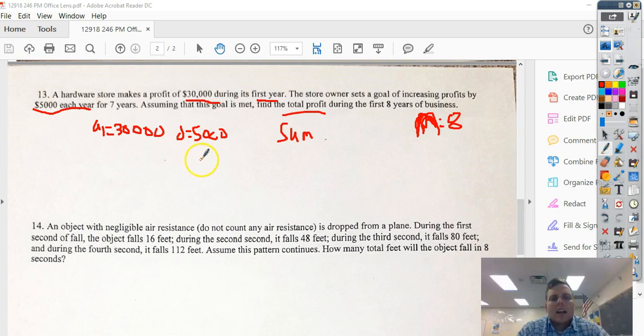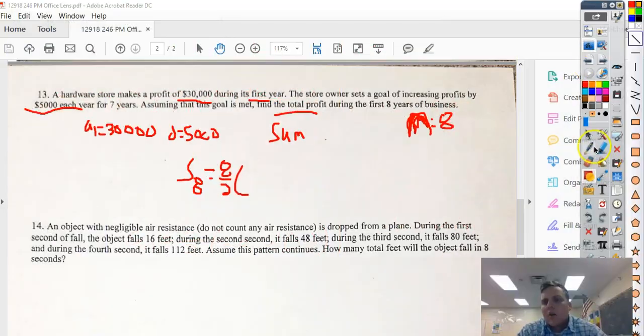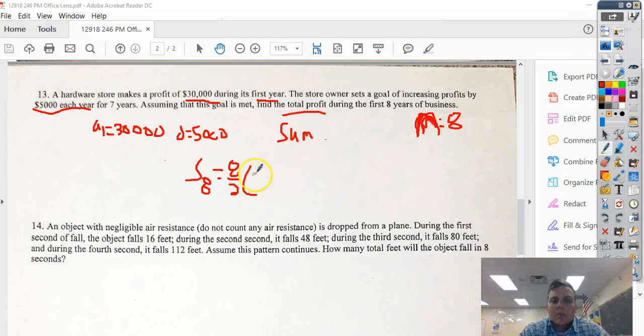Okay? So then I can just say S sub 8 is equal to 8 divided by 2 times. Now, remember, arithmetic summations had 2 formulas. This one and this one. I'm going to use the second one because I don't know the last term. I don't know how much he makes during his 8th year of business. So instead, I'm just going to use the first term, the common difference, and the total number of terms, which I know. The first term is 30,000.